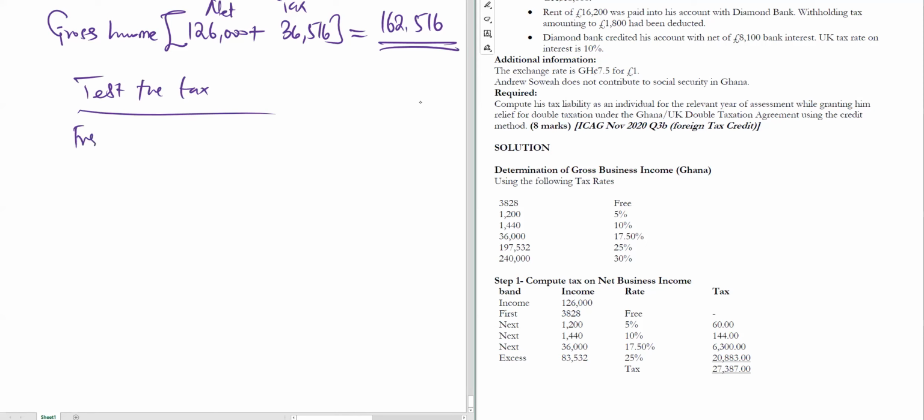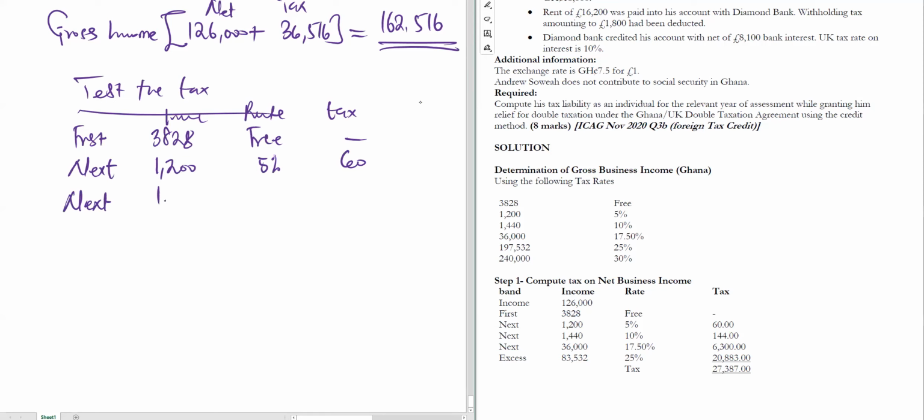Okay, so we'll start with first how much? First 3828, right? It was free. So nil. So income, rate, and then tax. The next 1,002, the tax was what? 5%, giving us 60. The next 144 at 10% gives us what? 144.